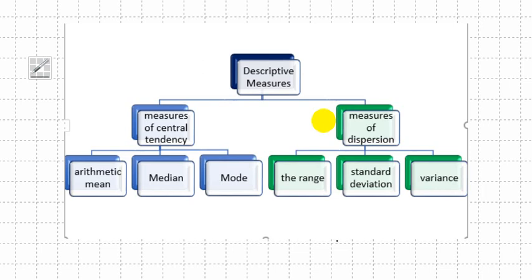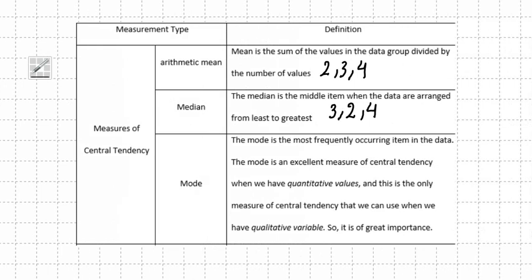Now we will talk about descriptive measures. There are two types of descriptive measures: measures of central tendency and measures of dispersion. Regarding the measures of central tendency, there are three measures: arithmetic mean, median, and mode. Regarding the measures of dispersion, there are three measures: range, standard deviation, and variance. Now let's see the definition of each of these measures.